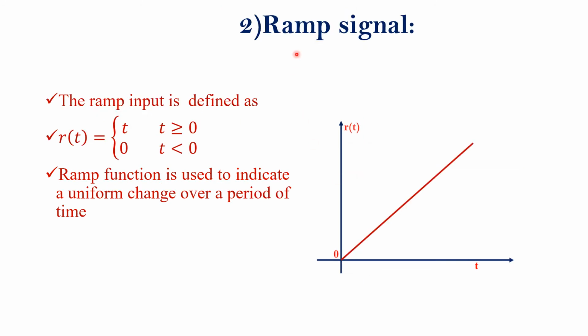Next, ramp signal. The ramp input is defined as r of t is equal to t when t is greater than or equal to 0, and 0 when t is less than 0. Ramp function is used to indicate a uniform change over a period of time.